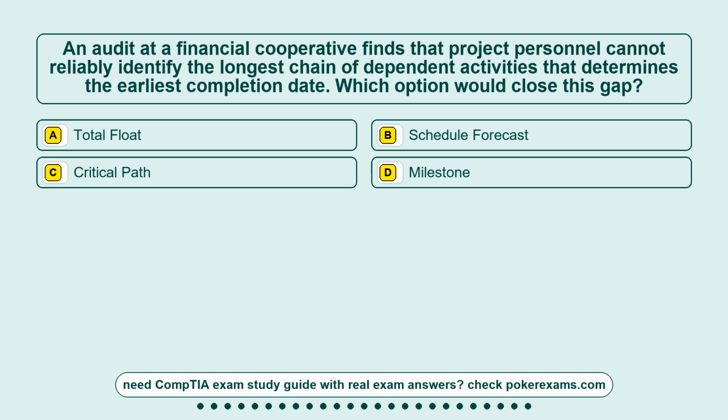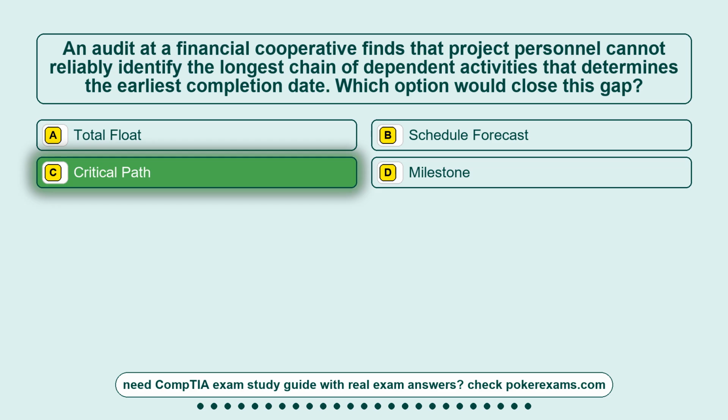Question 15. An audit at a financial cooperative finds that project personnel cannot reliably identify the longest chain of dependent activities that determines the earliest completion date. Which option would close this gap? Option A, total float. Option B, schedule forecast. Option C, critical path. Option D, milestone. The correct answer is option C, critical path.